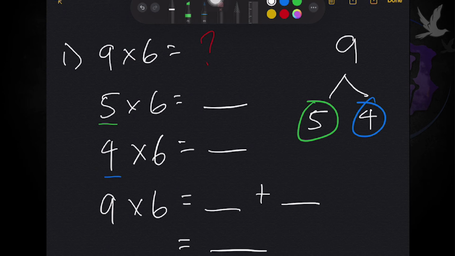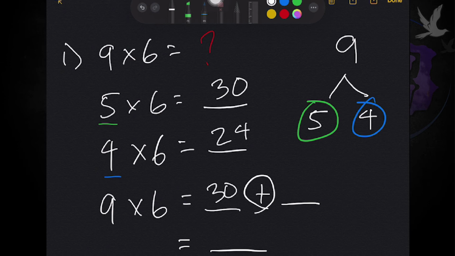Okay, but this is again just to show us the logic that you can break down a multiplication sentence that can end up to an addition sentence and will give you the final answer. Okay, 5 times 6, assuming that you already know the multiplication table, will give you 30. 4 times 6 will give you 24. And we have 30 here plus 24 here. So this is what we are filling up. We are filling this up here and also this one here.